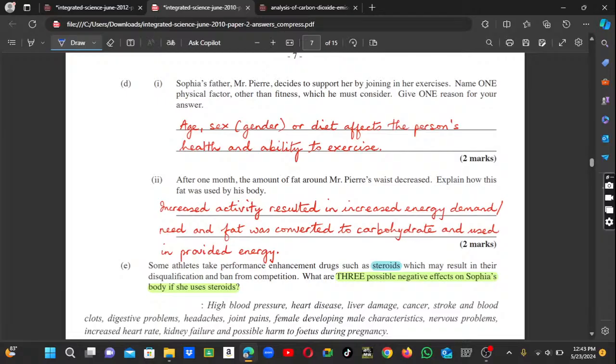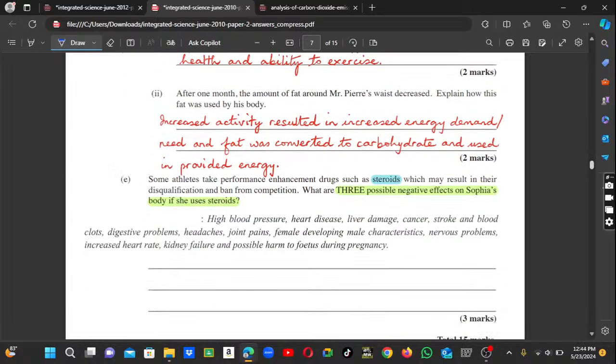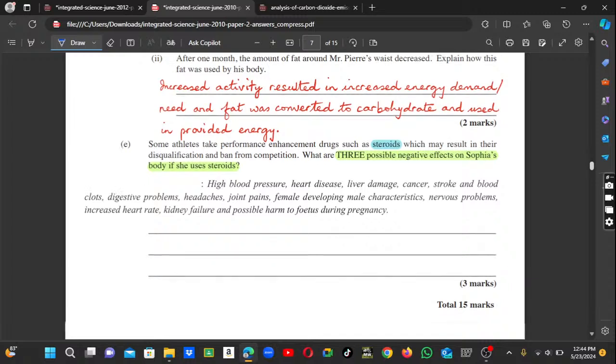We're talking about sex, guys, their gender, whether the person is male or female. We're also talking about their diet, which would affect the person's health and ability to exercise, because theirs is different. Remember, guys, your diet is based on your exercise pattern. If you're not taking enough protein and all of those, then not every exercise you should participate in.